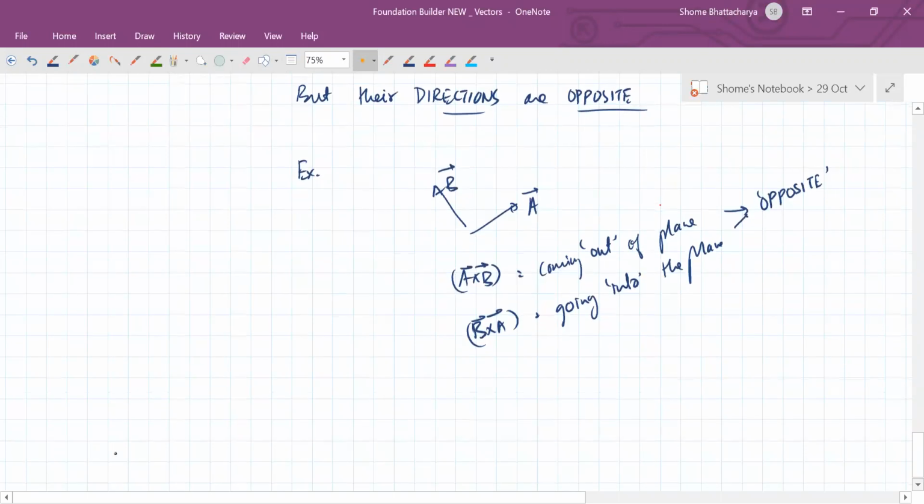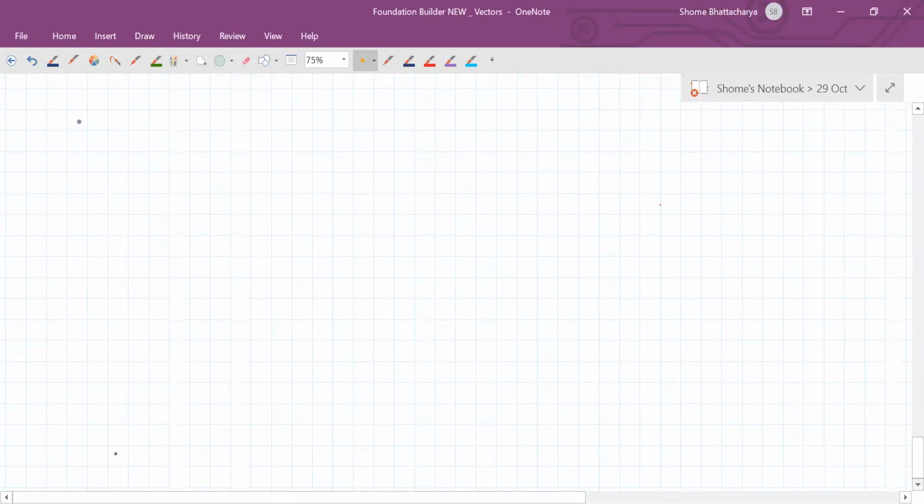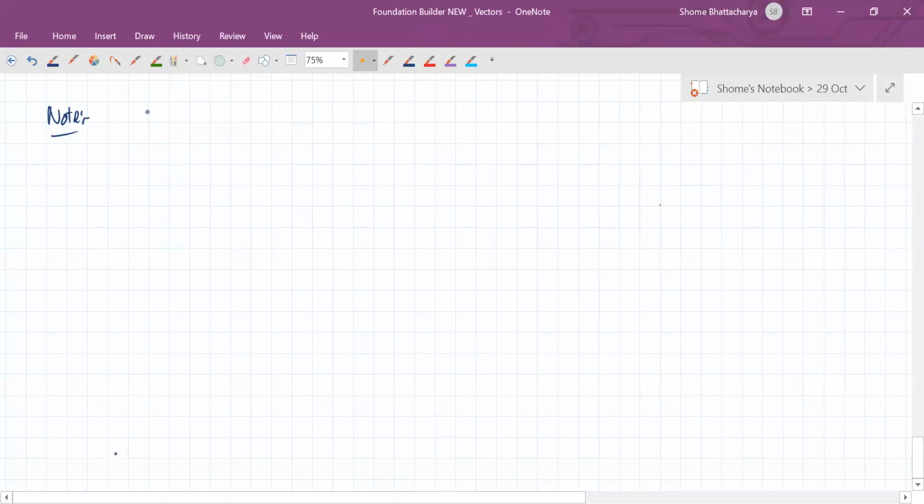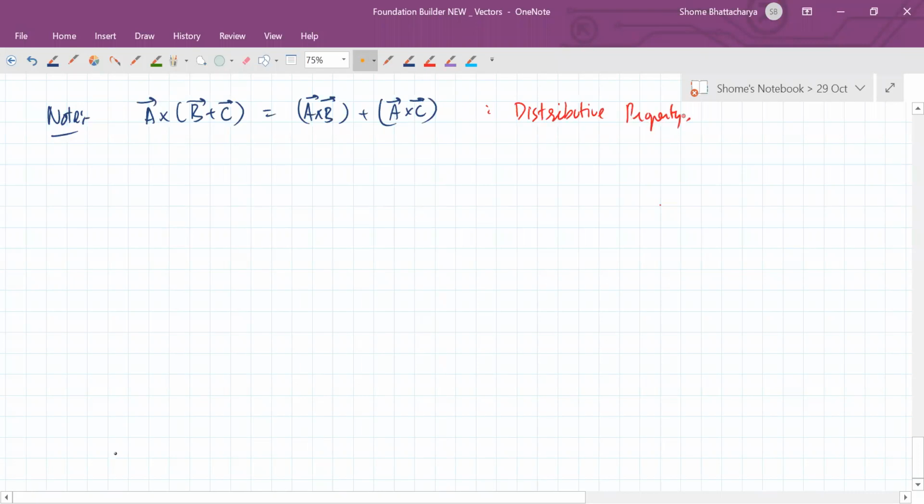All right. The next important property is the distributive property, which follows like this: A cross of B plus C is equal to A cross B plus A cross C. So this is called the distributive property. These few properties of the cross product of vectors that we have written down are going to be used now in our understanding of the component notation of cross product.